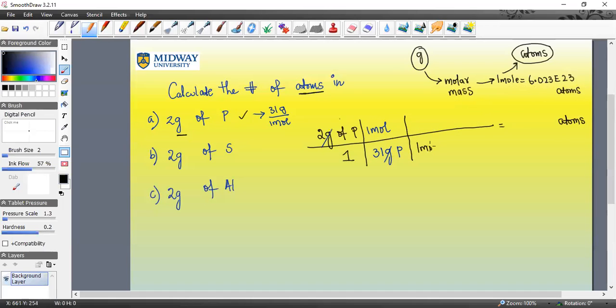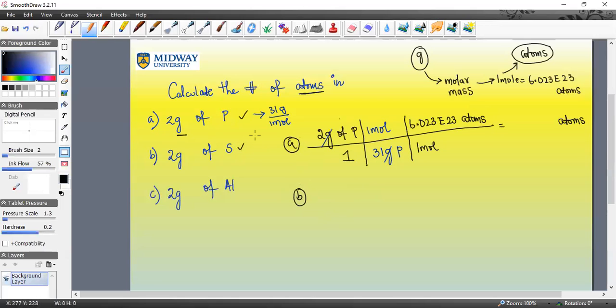And we know that a mole contains that many atoms. So a mole is 6.023 times 10 to the 23 atoms. And we'll solve them all in one go. All right? So that's A. We repeat the same for B and C.